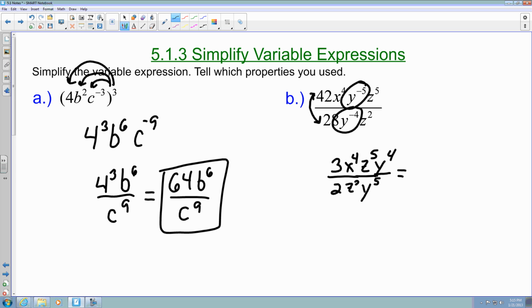Now I can look at the similar exponents that I have, and so I'm going to still write it as 3 over 2, and x to the fourth stays the same because I have no other base in common, but I got z to the fifth and z squared, so that means that I can subtract those exponents, make it z to the third, and I have y to the fourth divided by y to the fifth. So if I subtract those, I get y to the negative 1 power, and I can bring that as a positive by leaving it in the denominator. So that is my final answer.